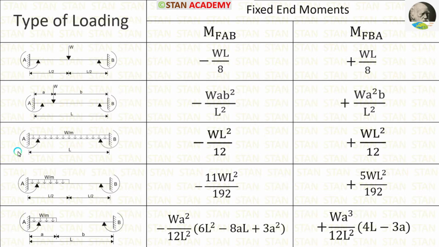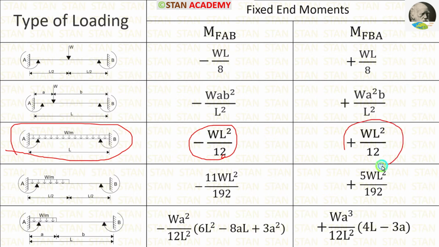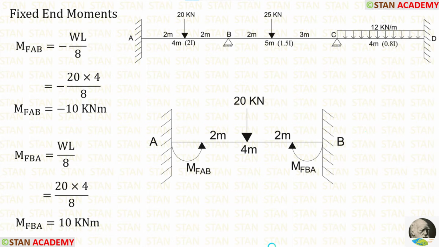In the span CD, we are having UDL acting for the full span. So we have to select this condition. The formulas are minus WL square upon 12 and positive WL square upon 12. Now let us apply those formulas and find out the fixed end moments.